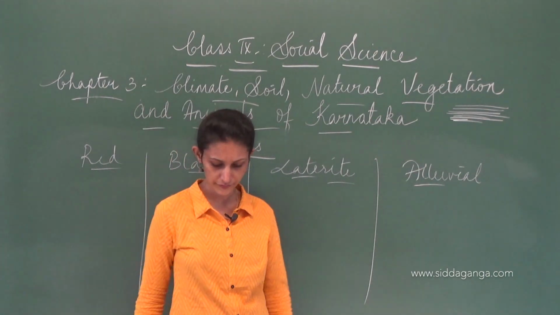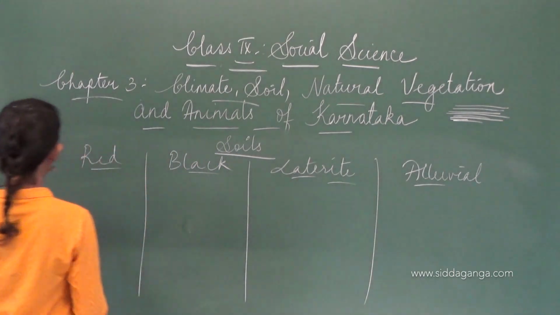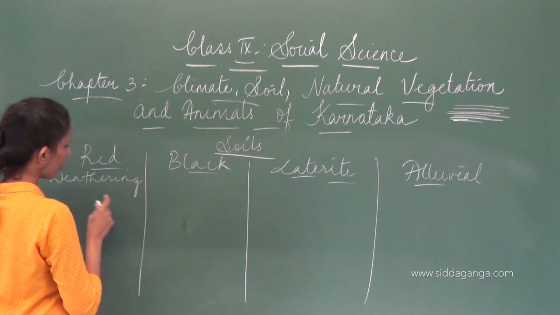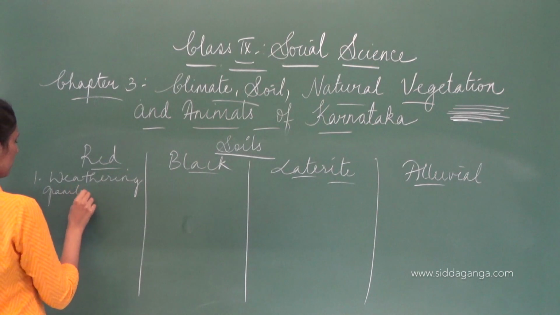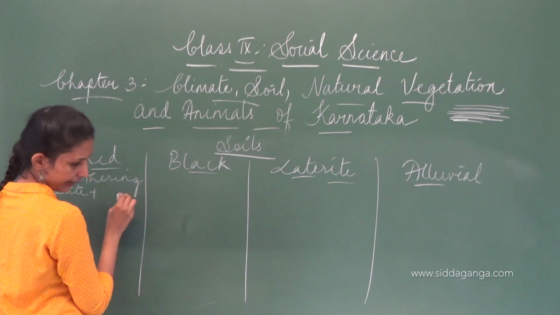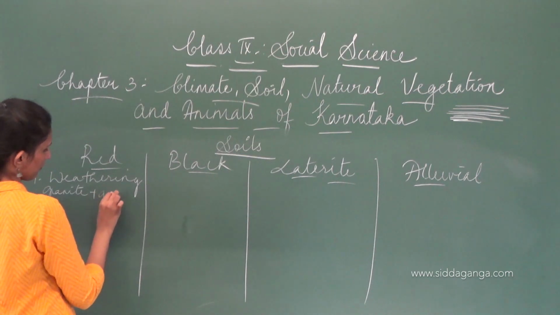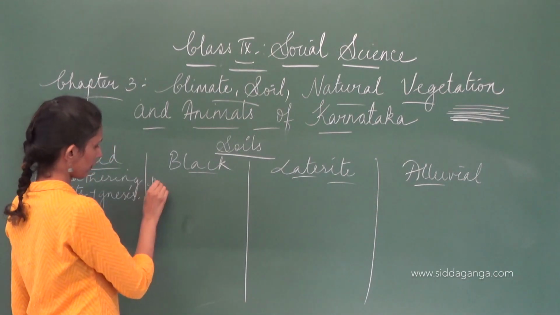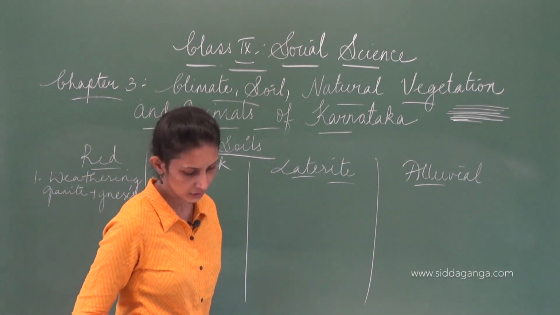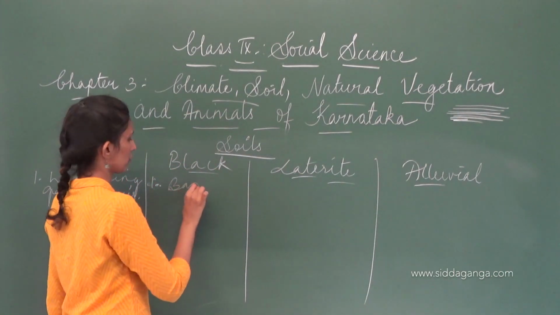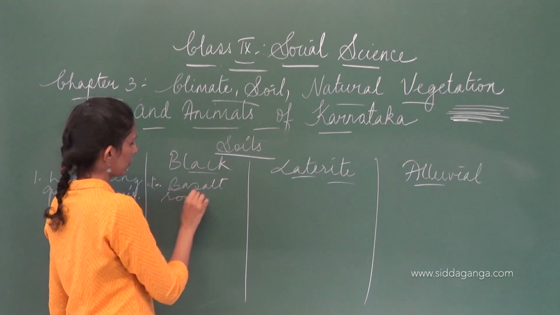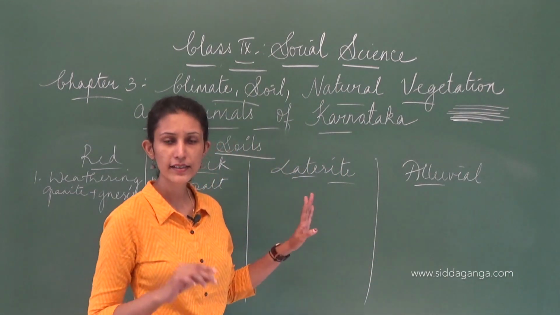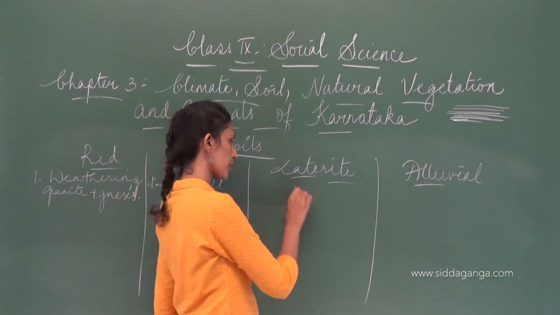First point of the red soil: how is it formed? Weathering of granite and gneiss. Now here, write it as the first point again. What was the weathering here? Weathering of basalt rocks. Now in laterite soil there is no statement about weathering, so put an X mark here.